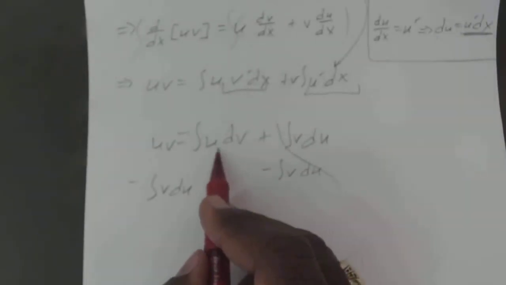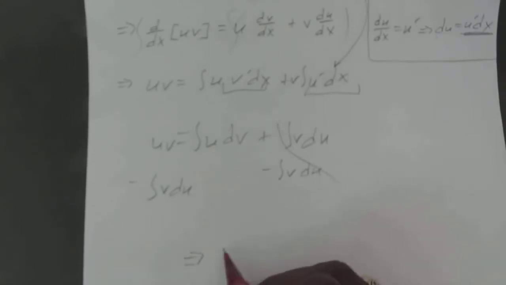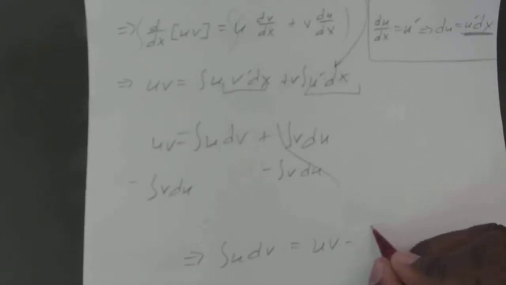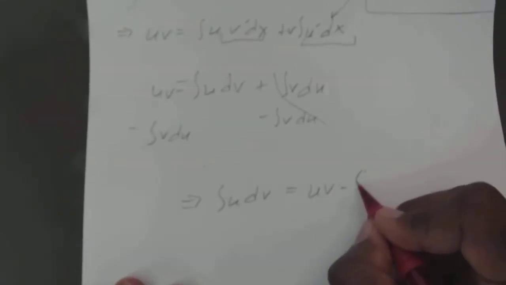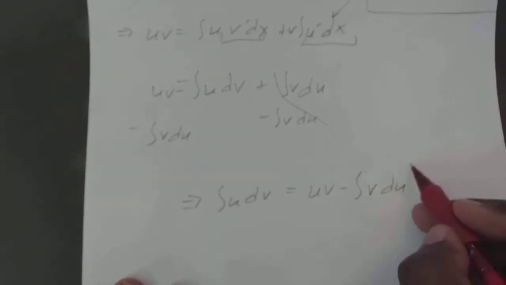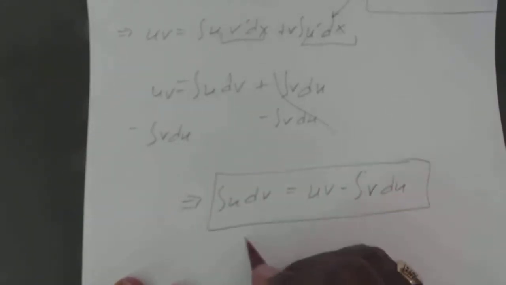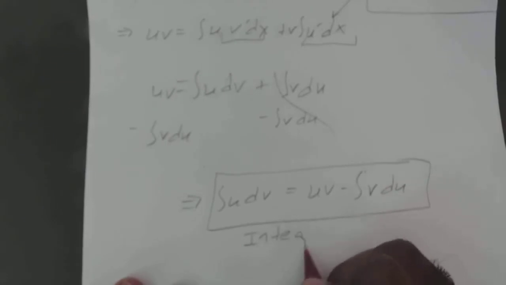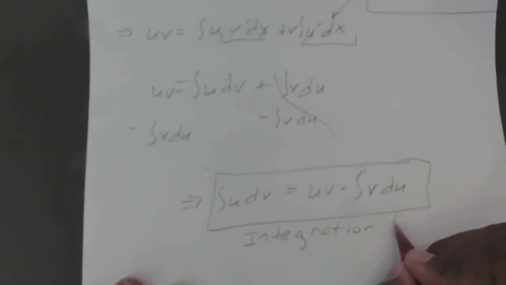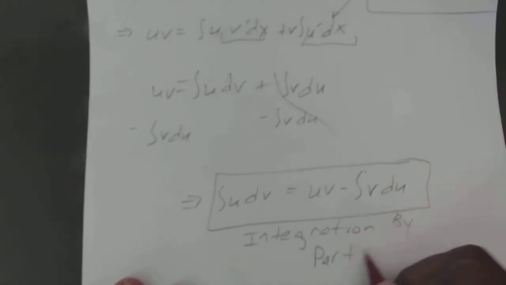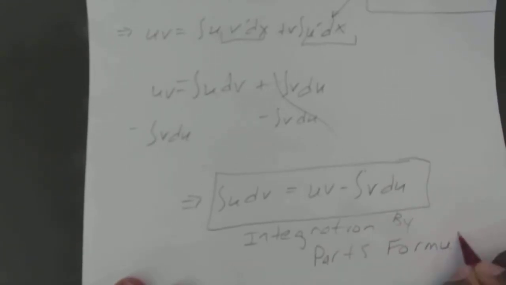All right, so if we subtract the integral of v du from both sides, you have the integral of u dv equals uv, minus the integral of v du, which is actually your integration by parts formula.